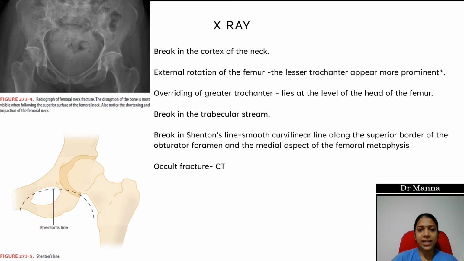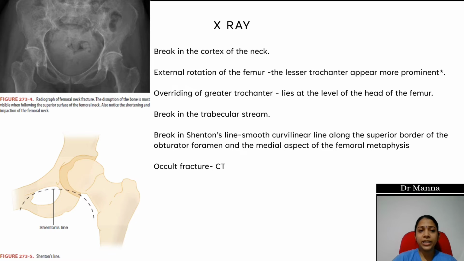And when we take the X-ray, we can see a break in the cortex in the neck. So first we will have to observe the neck and the head. There will be a break in the continuity of the cortex, and the femur might be externally rotated. External rotation of the femur can be appreciated by looking at the lesser trochanter. If the lesser trochanter is becoming more prominent, that means the femur has rotated externally.